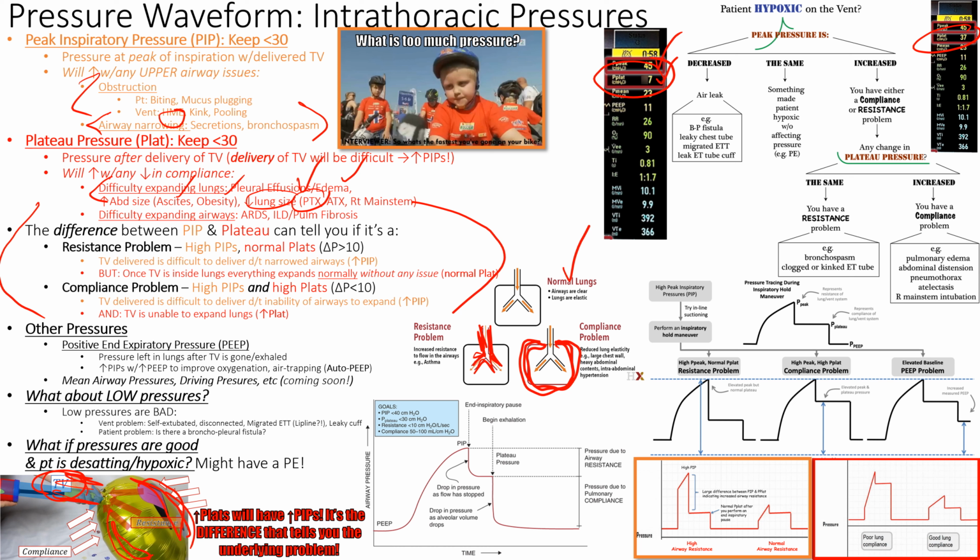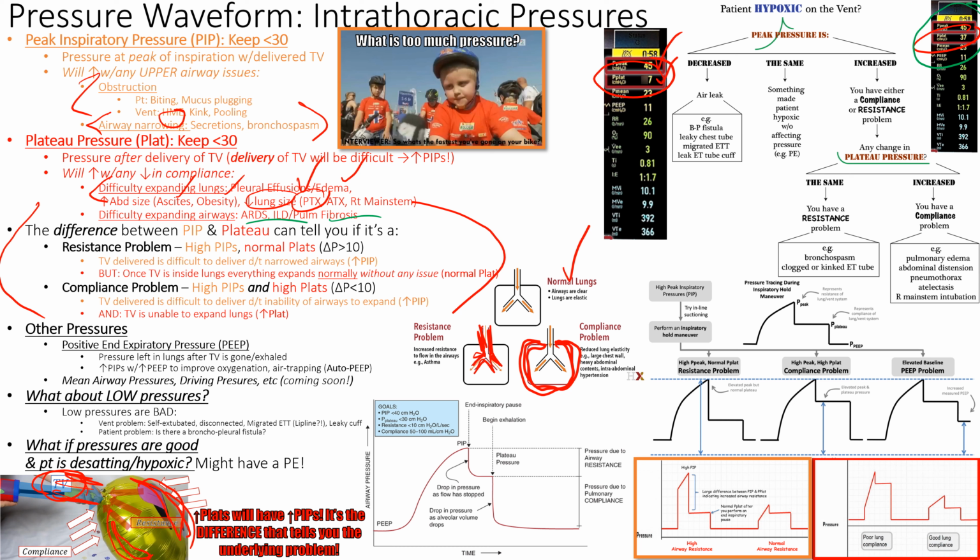Like, hey, why, I just intubated them, why is the peak pressure like 45? Well, maybe they're in the right mainstem. Or there's difficulty expanding in the airways of themselves, right? You have pulmonary fibrosis, interstitial lung disease, ARDS. All these things are going to cause the plateau pressures to rise, right? So in this patient over here on the right, you can see 45 and 37. That's a difference of less than 10. So they have a plateau problem.